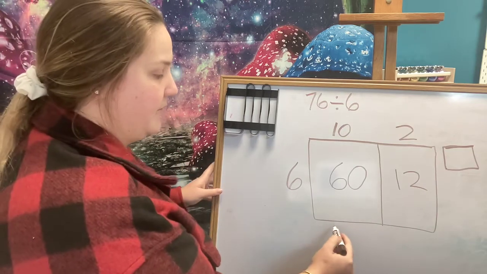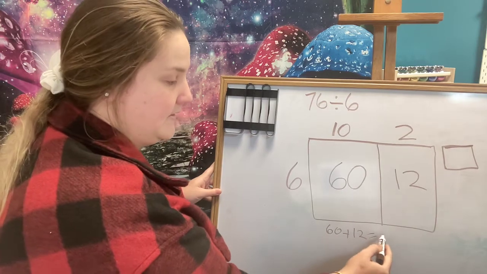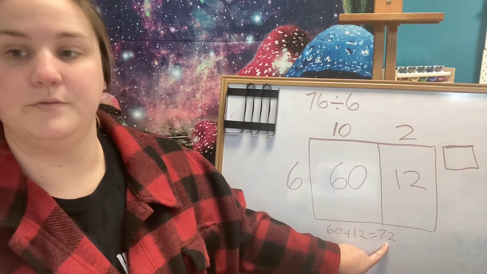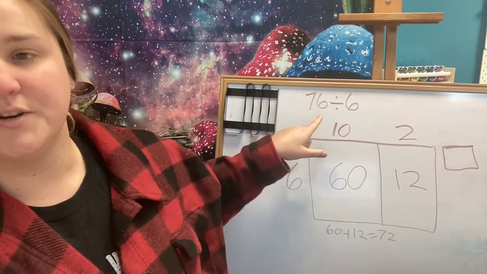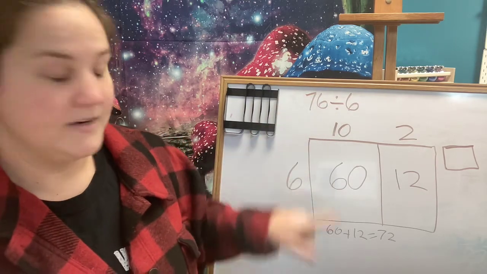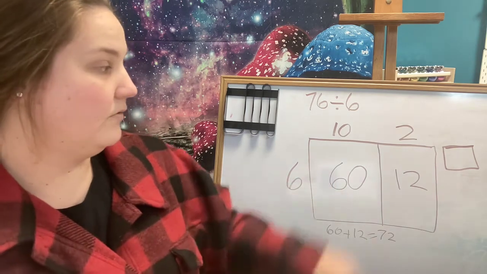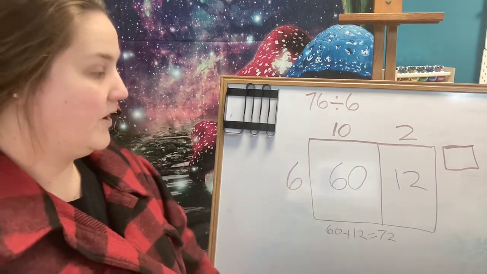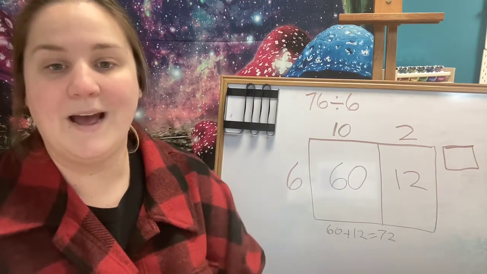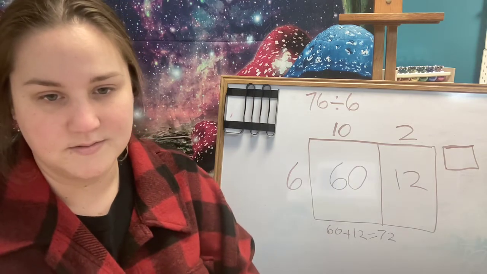I'm just going to do that down here. We have 60 plus 12. We know that's equal to 72. So far we've gotten to 72. If you look back at your original problem, you need to get to 76. Can we do that based off of what we have? We only got to 72. So if we only got to 72, how many remain? That's what's going to go in your remainder box.